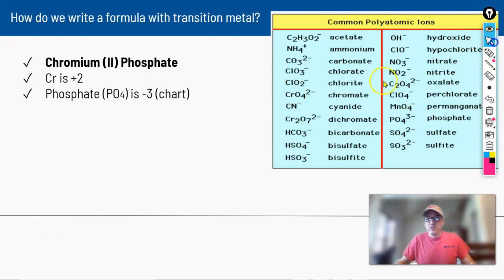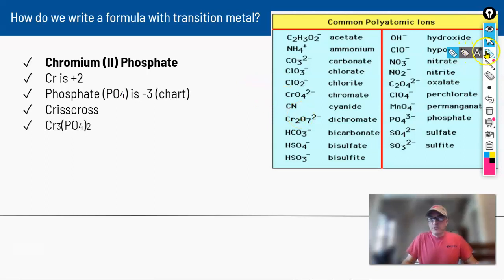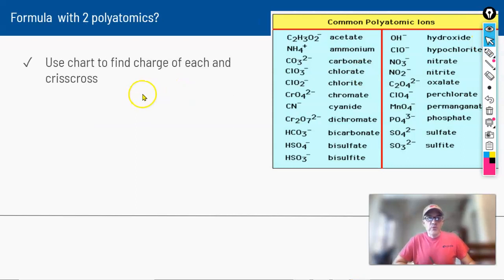Once we crisscross those, we can get our formula, switching the 2 and the 3 down at the bottom. So effectively, like I said, the chromium started out as a +2, so the 2 ends up over here. The phosphate started out as a -3, so the 3 ends up over there, and that gives us our completed formula.